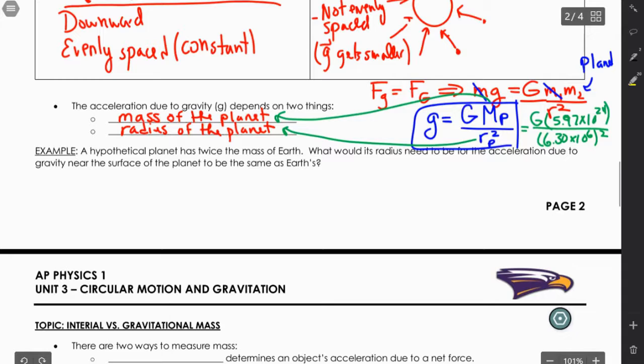And so we're going to do our factors of change, but we're going to do it for our simplified version of the formula. We don't have to do G m1 m2 over r squared. We can just do our little g formula that we discovered up here to the right, g equals G mp over rp squared. And so we want it to equal Earth's, so we're going to say 1 for little g. Big G doesn't change. The mass of the planet is 2 times greater.